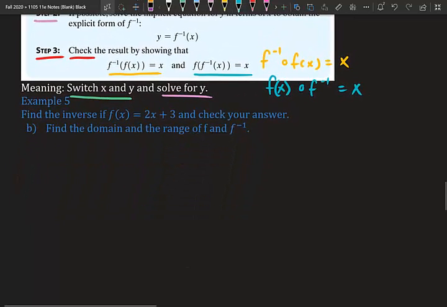Alright, we're also going to talk about the domain finally. So we're going to talk about the domain. It makes more sense in example 6. Alright, let's find the inverse. f of x equals 2x plus 3 and check your answer.